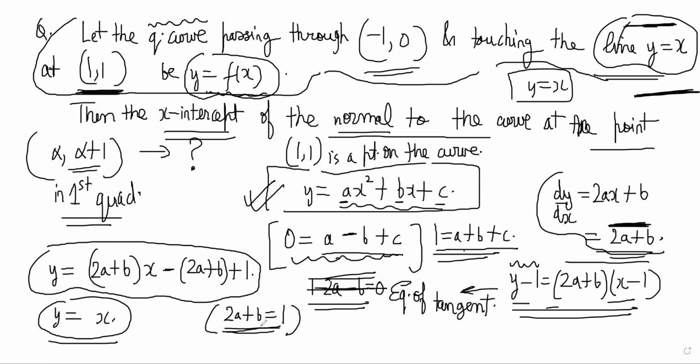Sir, A I am getting 1 by 4, B I am getting 1 by 2, and C as 1 by 4. So it's becoming a perfect square. That is correct. The curve is y is equal to x square by 4 plus x by 2 plus 1 by 4. You don't need to make it a perfect square. You can keep it like this because you have to find the normal at alpha comma alpha plus 1, right?